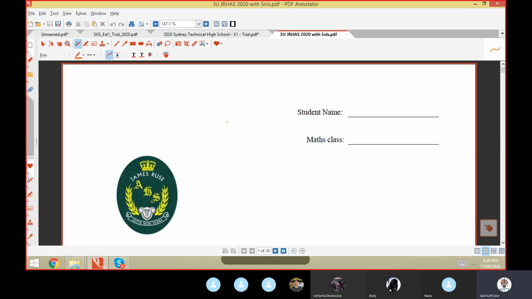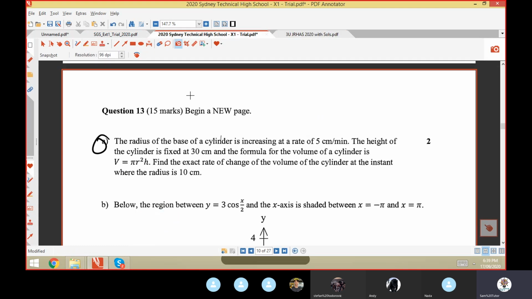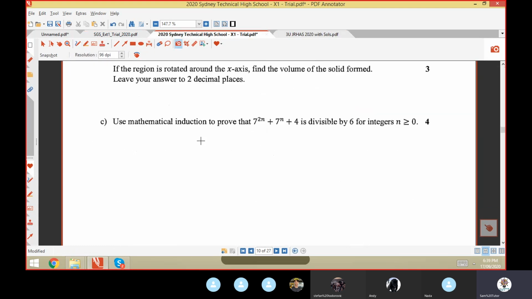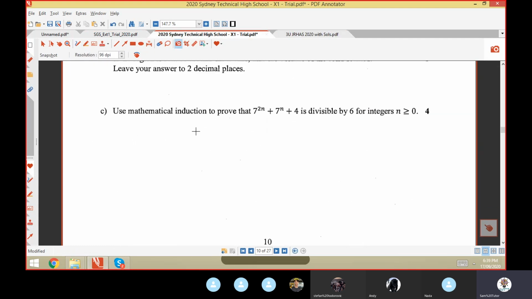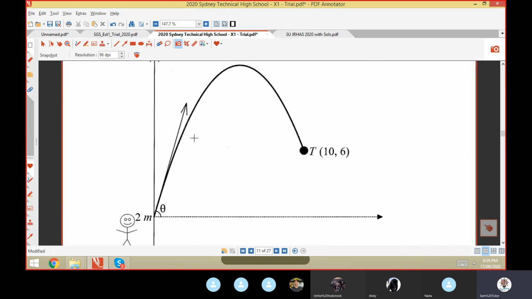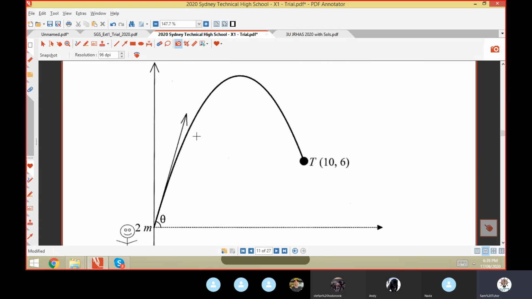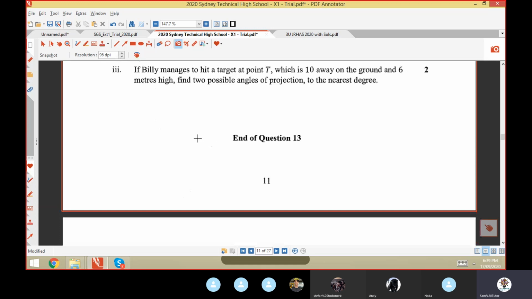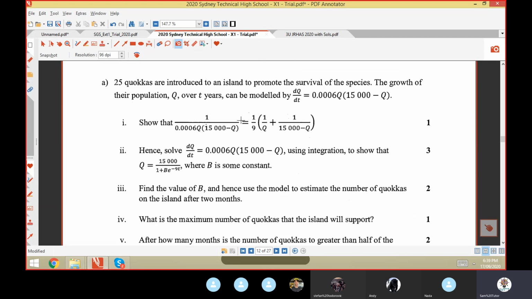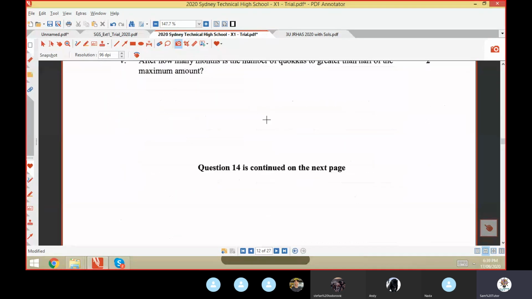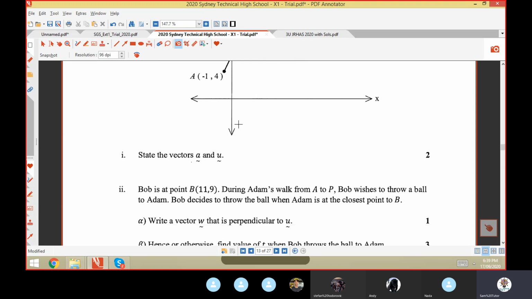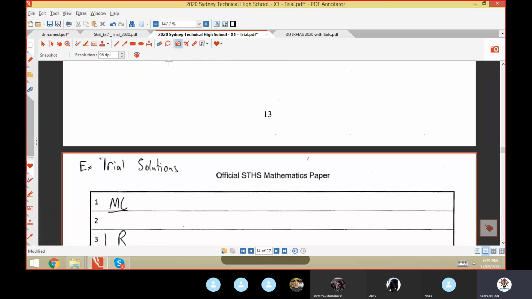Okay, go back. Oops, not this one. These ones. Area, mathematical induction. That's going to be fun. Easy, 4 marks. Projectile. Differential equations, not for you. Vectors, not for you. End of exam.